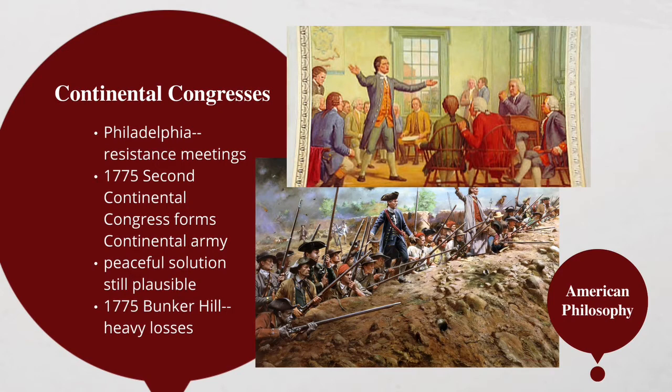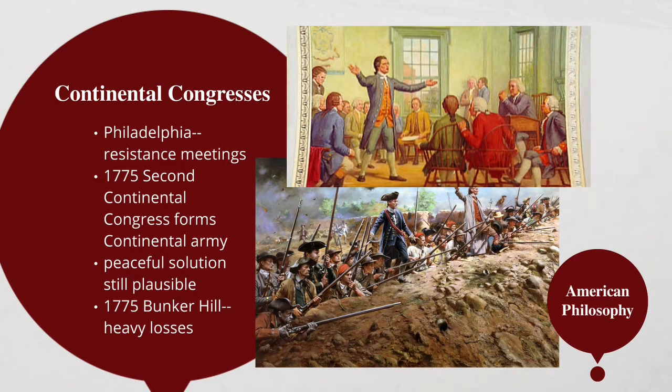In 1775, the Second Continental Congress forms the Continental Army officially. So they haven't yet declared independence because they believe that there was still a peaceful solution. So the moderates are still winning in this sense. They're still hoping that, yes, we'll have a backup army, but I think we can still resolve this peacefully.